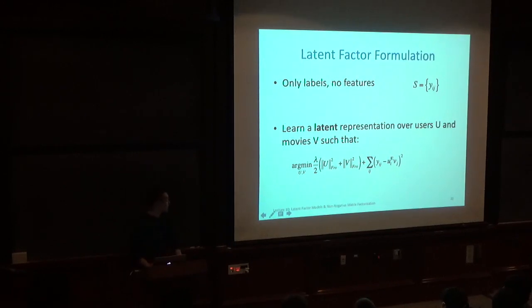So on the right, this is your standard regression error for the user-item ratings that we do observe. If we knew what V was, if we had a feature representation for every item, then this is a simple linear regression problem. If we knew what U was, if we had a feature representation for every user, then this is a simple linear regression problem on the movie side.